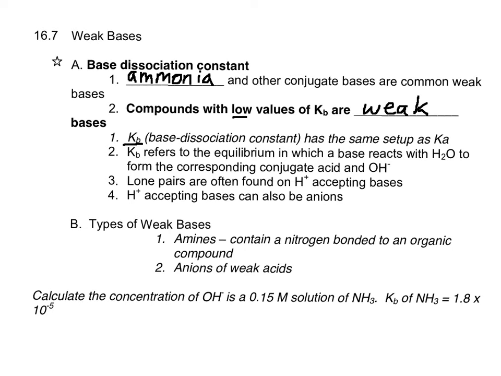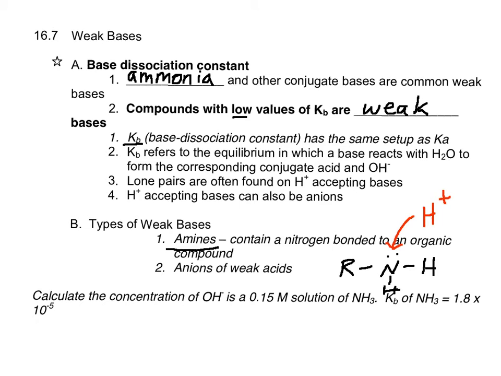Another type of weak base that you may see is an amine. An amine is something that we saw in our organic chemistry chapter. Remember the basic structure of an amine. It has some sort of organic group attached to it, and at the end of it, it has a nitrogen and a couple of hydrogens. And that nitrogen has a lone pair. And the reason why this is a base is because the lone pair on the nitrogen can attract a hydrogen ion. And so since it can be a proton acceptor, that makes it a base.